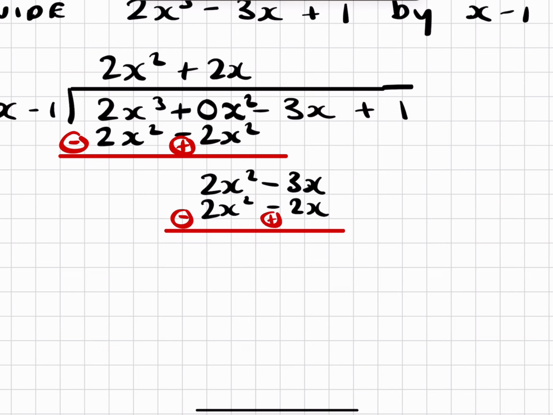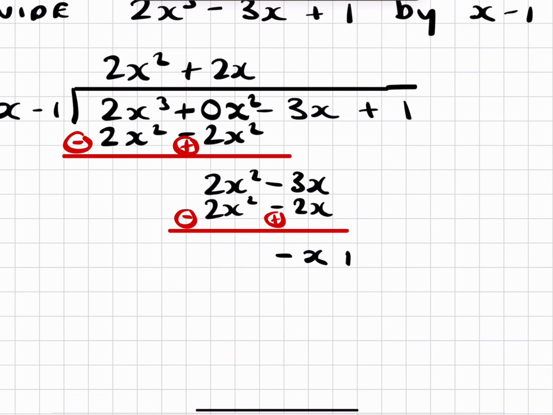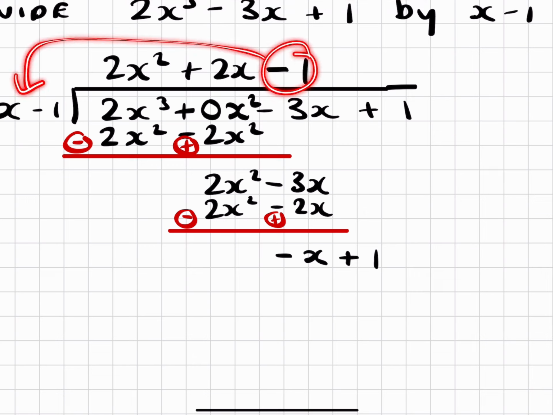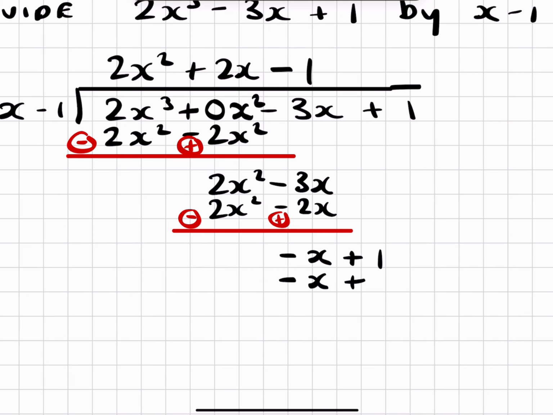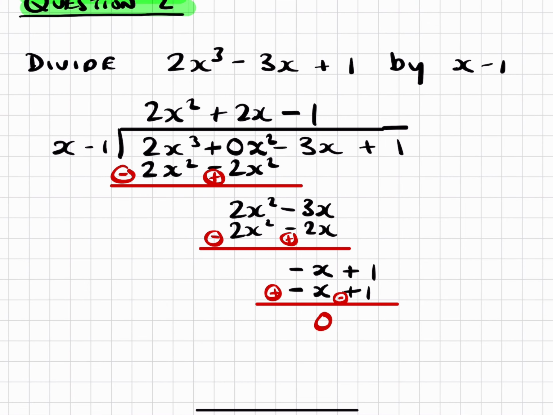Minus 3x plus 2x gives me minus x. Bring down the 1. X times what gives me minus x? It would be minus 1. Take the minus 1, times it by both, put them underneath. And at this point you should be going, oh, I'm getting a bit bored of these. And I'm like, yes, queen. Because I draw a line and I change the sign. And these guys cancel to give me 0, which means that there is no remainder.